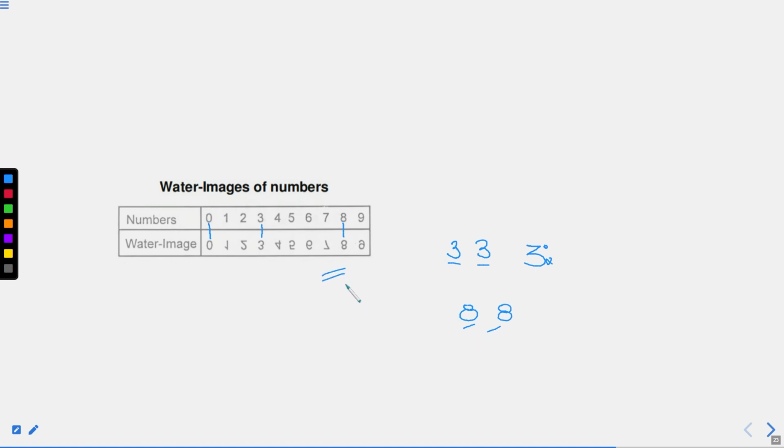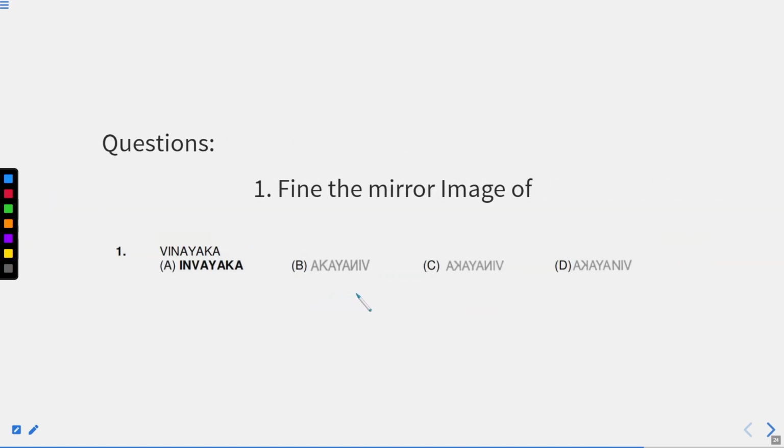Total 10 letters are there, starting from 0 until 9, right? This is the thing. Now we are starting with a few questions, and in questions what I expect from you all is to follow the same procedure that we are following initially. Whenever a question is given, we'll draw a line and consider it as our mirror. Before looking at the options, we start finding the answer by ourselves.